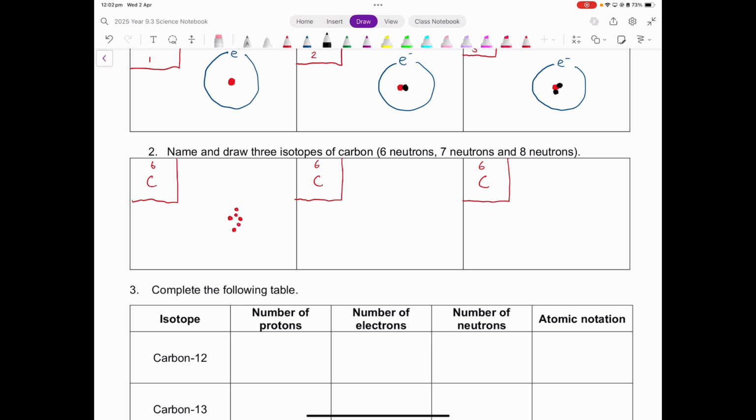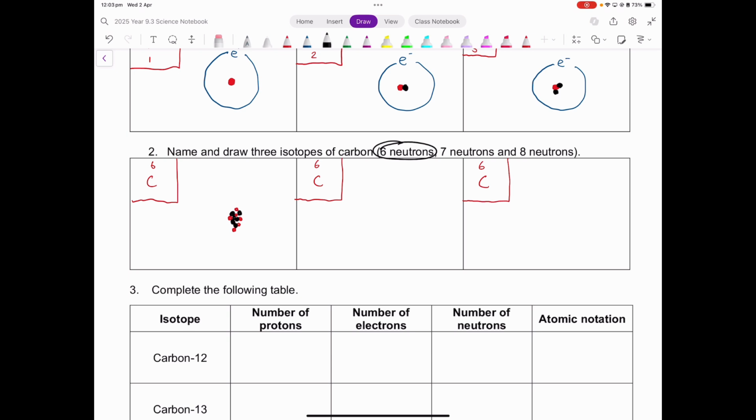In this first example, how many neutrons have we been asked to add to this carbon? How many neutrons have we been asked to add? 6. So I'm going to draw 1, 2, 3, 4, 5, and 6. So everything's all connected together. I'm sorry, mine's a bit of a mess.